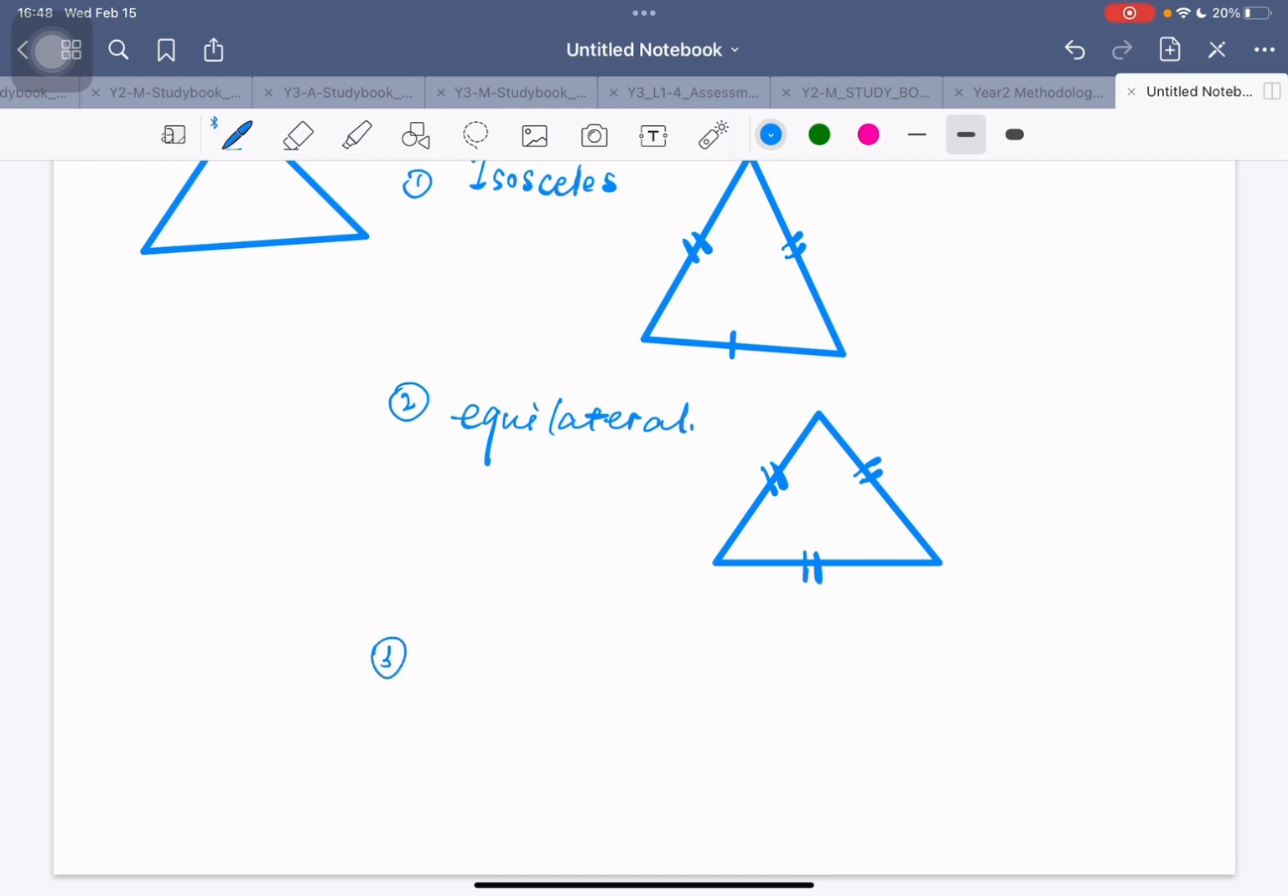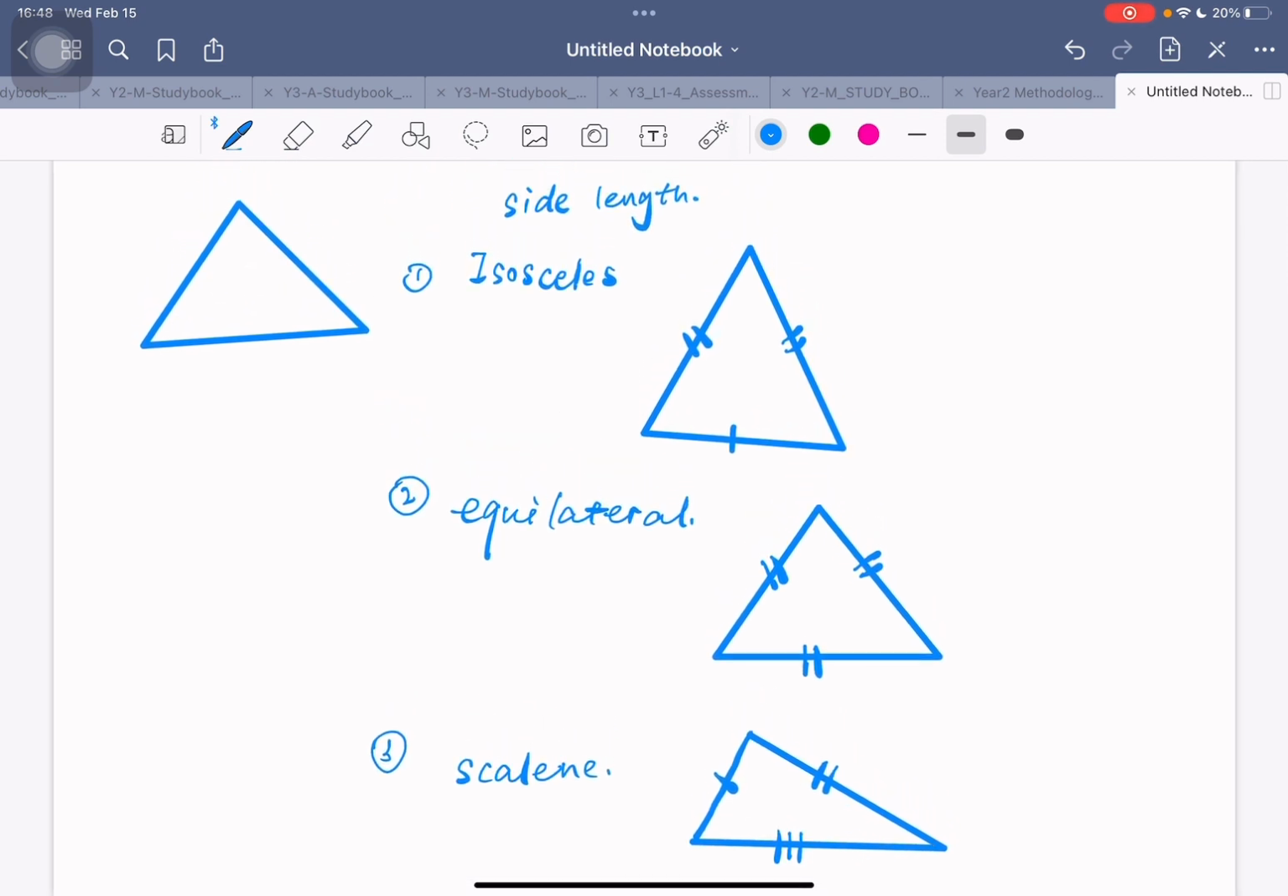The third kind of triangle is called scalene. For scalene triangles, the 3 sides are all different. So this is one of the scalene triangles. The 3 sides are all different. So when we focus on the side lengths, we would have 3 kinds of triangles.